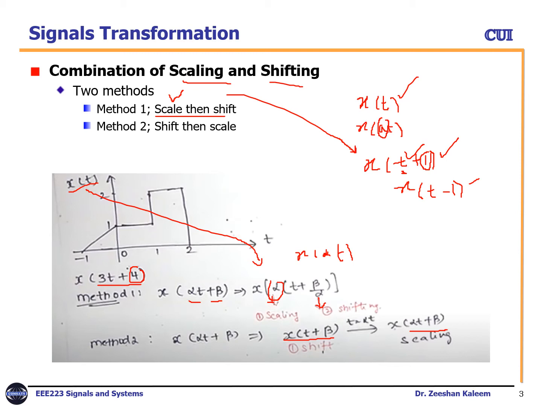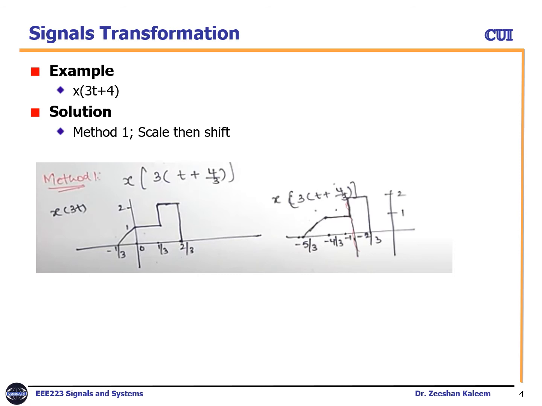Okay, let's solve this example one by one, by method 1 and by method 2. Look at the same example here. We have x of 3t plus 4 as the given signal, and by method 1, which is scale then shift, as we discussed in the previous slide, we have to take the alpha common. So it becomes x of 3 times t plus 4 over 3. The 3 is the scaling factor, right? And the 4 over 3 is our shifting factor.